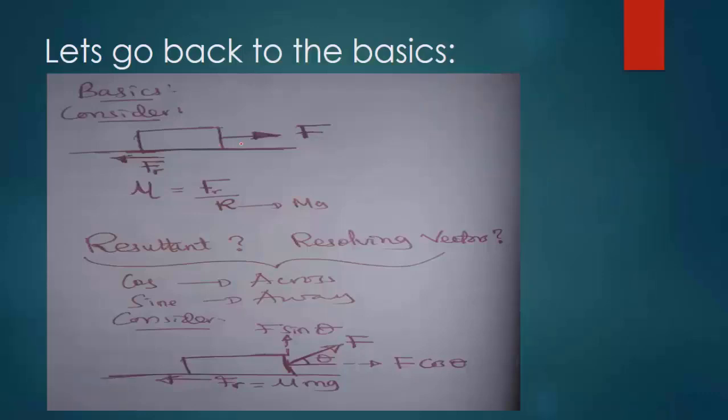Sasa kwa mfano tuna hichi kitu hapa, so we have F acting there and we have FR acting the opposite direction. Okay, FR is the friction force. So you remember from the O-level knowledge kwamba coefficient of friction, either static or dynamic, is equal to the friction force over normal reaction, where the normal reaction is the weight of the box mg. So finally, friction force will always be equal to the force perpendicular to the surface. This is very important, the force perpendicular to the surface.